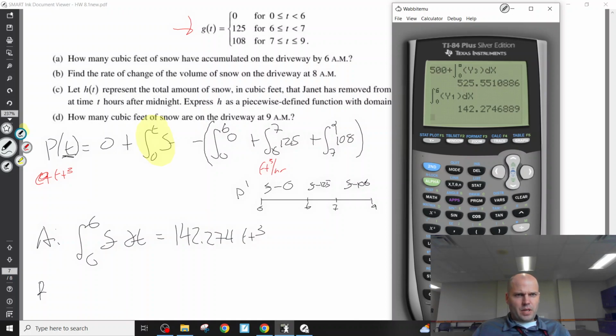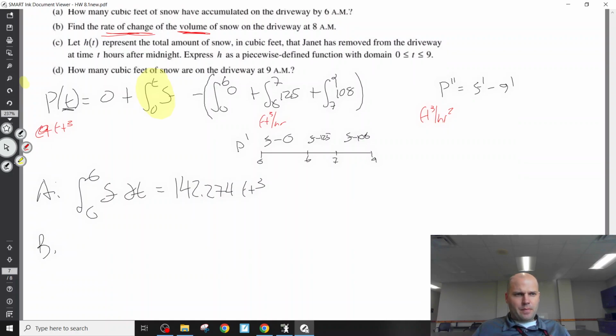Okay. B. Find the rate of change of the volume of snow at 8 a.m. Where is 8 a.m. and what is the rate of change of the volume of snow? P prime is the rate of change of the volume of snow. At 8 a.m., P prime is F minus 108. P prime at 8 is F of 8 minus 108.